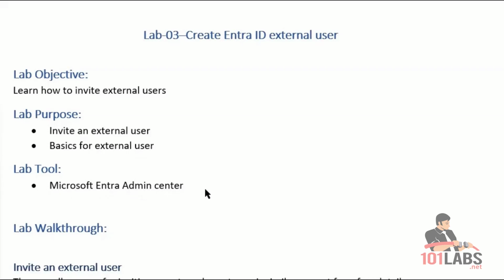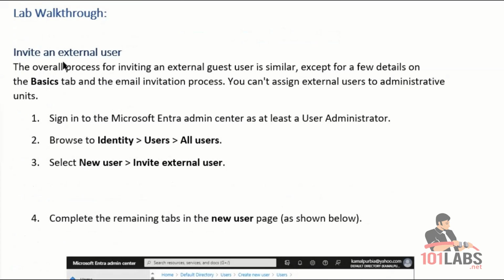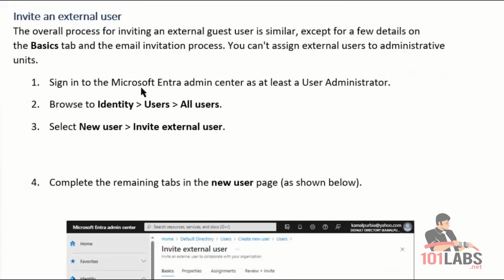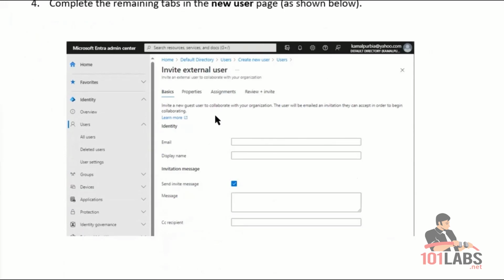Obviously we'll use the Microsoft Entra Admin Center in our web browser. First step is we'll invite the external user. We do that by going to the Microsoft Entra Admin Center. Now you must have at least the administrator permission to do this. We'll go to Identity, Users, and then we'll add our new user. Then we'll invite the external user.